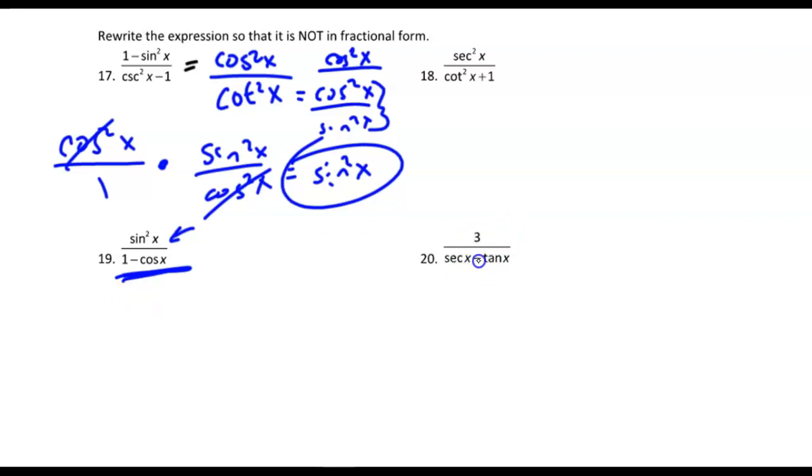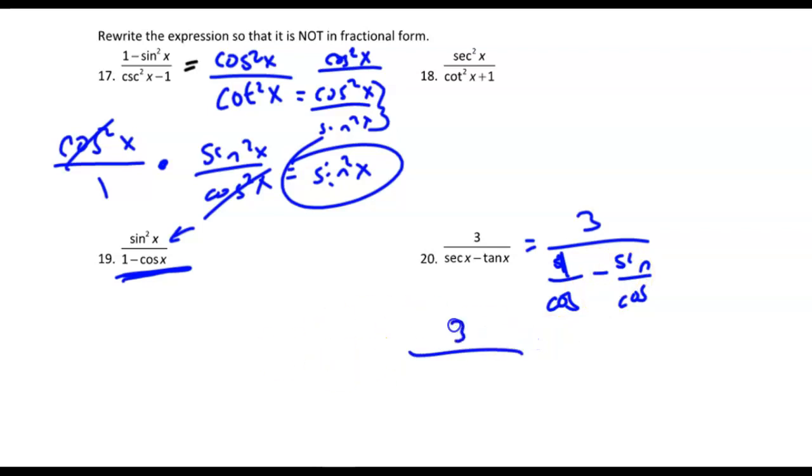This one, there's a couple different ways you can do this one. There's a couple different ways to do all of them. How would you do it? Maybe rewriting denominators and saying that I can get rid of things. Not a bad idea. And here's what I mean. 3 is 3. Secant is 1 over cosine. Tangent is sine over cosine. So now I have common denominators, right? So I have 3, and again, this is for the bottom, 1 minus sine over cosine, right? I have common denominators.